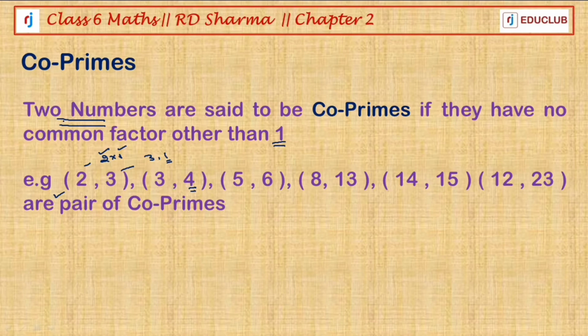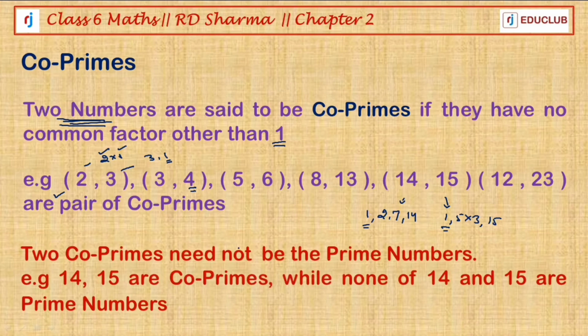Any two numbers can be co-primes if they have no common factor other than 1. Look, 14 and 15. 14's factors are 1, 2, 7 and 14. 15's factors are 1, 3, 5 and 15. What is the common factor? Only 1 is the common factor. Similarly, for other numbers also, the only common factor is 1. So these numbers are co-primes.